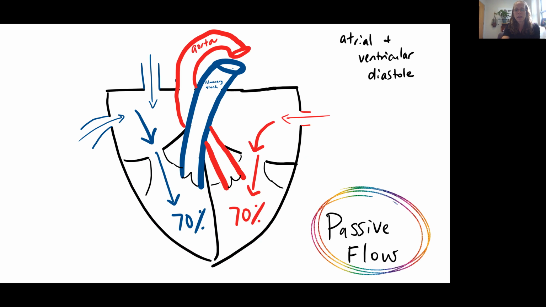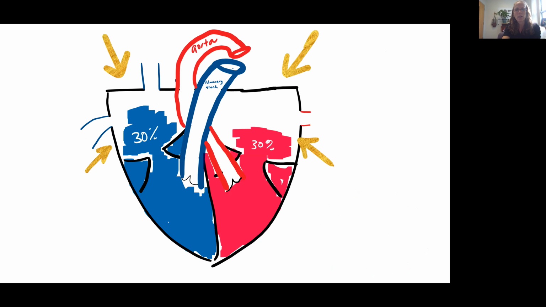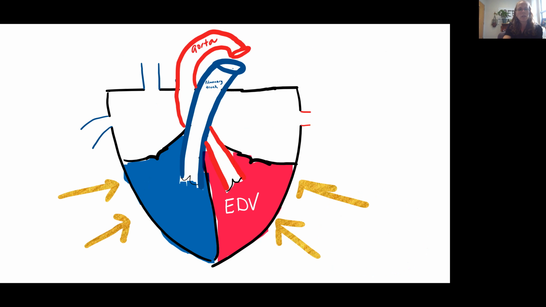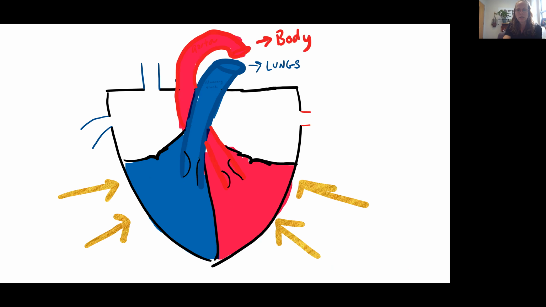Okay, so now let's try to go through the animation. We'll go through it a couple times. So we have our forced contraction of our atria, pushing the remaining 30% of the blood into the ventricles. The ventricles begin to contract, forcing closed the AV valves. This is our isovolumetric contraction. This is our total amount of blood we're ever going to get in the ventricle, so our EDV.